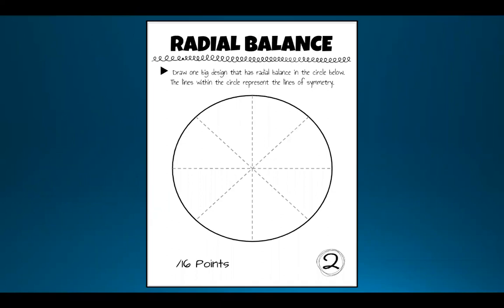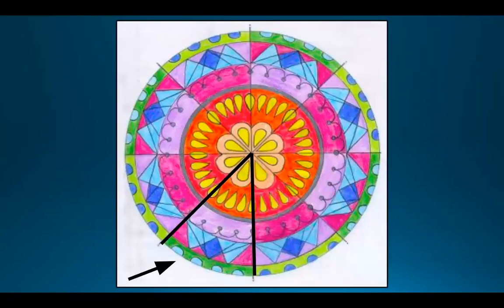So on page 2, I need you to create a basic radial design. You can use marker, colored pencils, crayon. Once again, you are going to be getting 16 points for this. There are 8 sections, so you're going to get 2 points per section, but your design has to radiate from the center and be identical in every piece. This doesn't have to be the most detailed drawing you've ever done, but you do have to put some effort in. All right, so here are a couple examples.